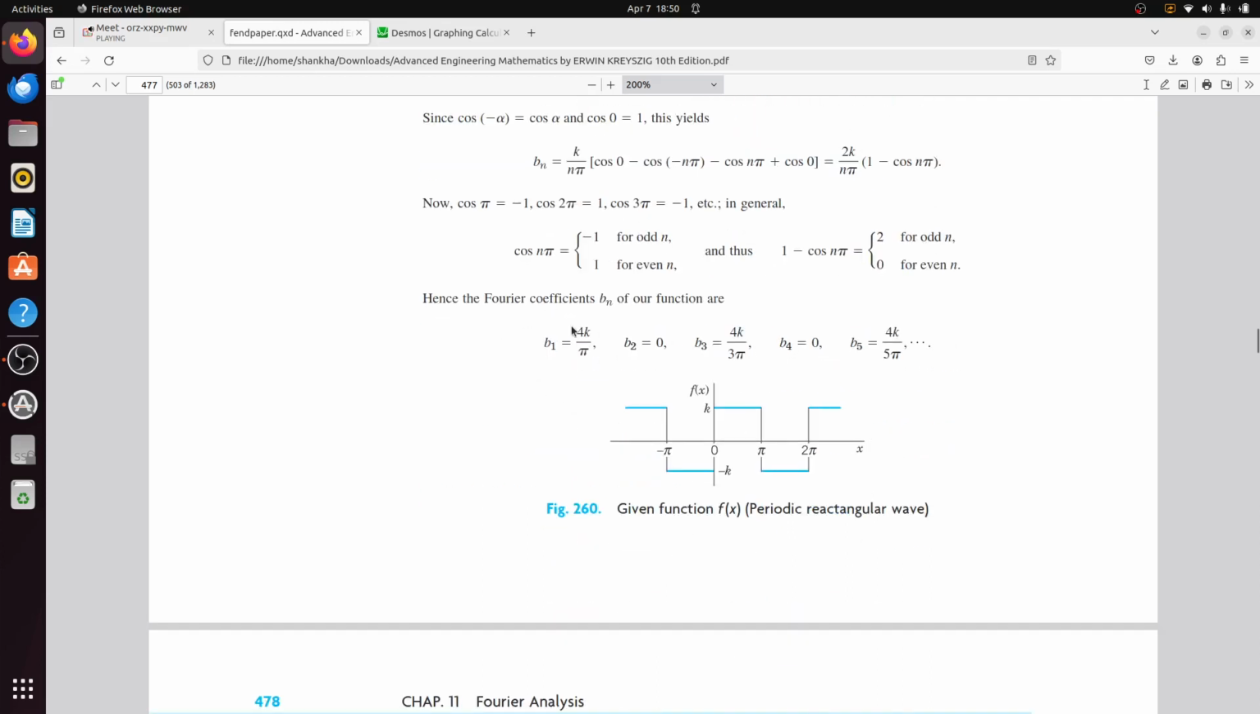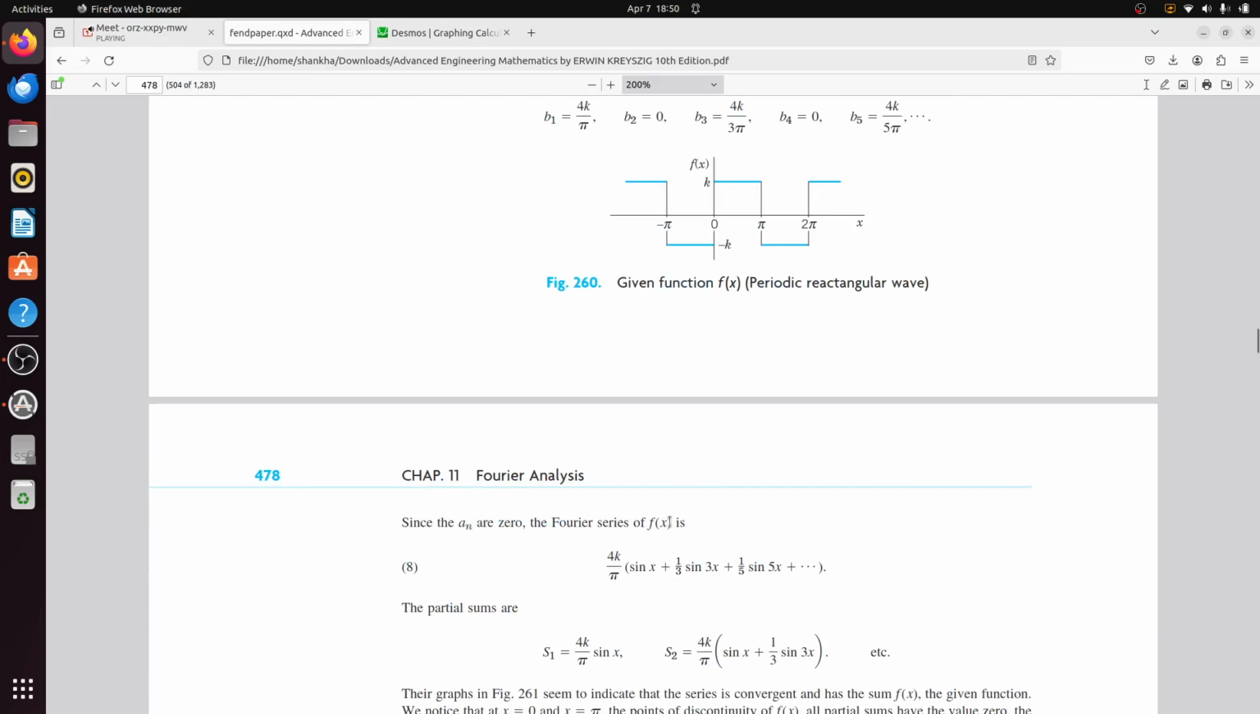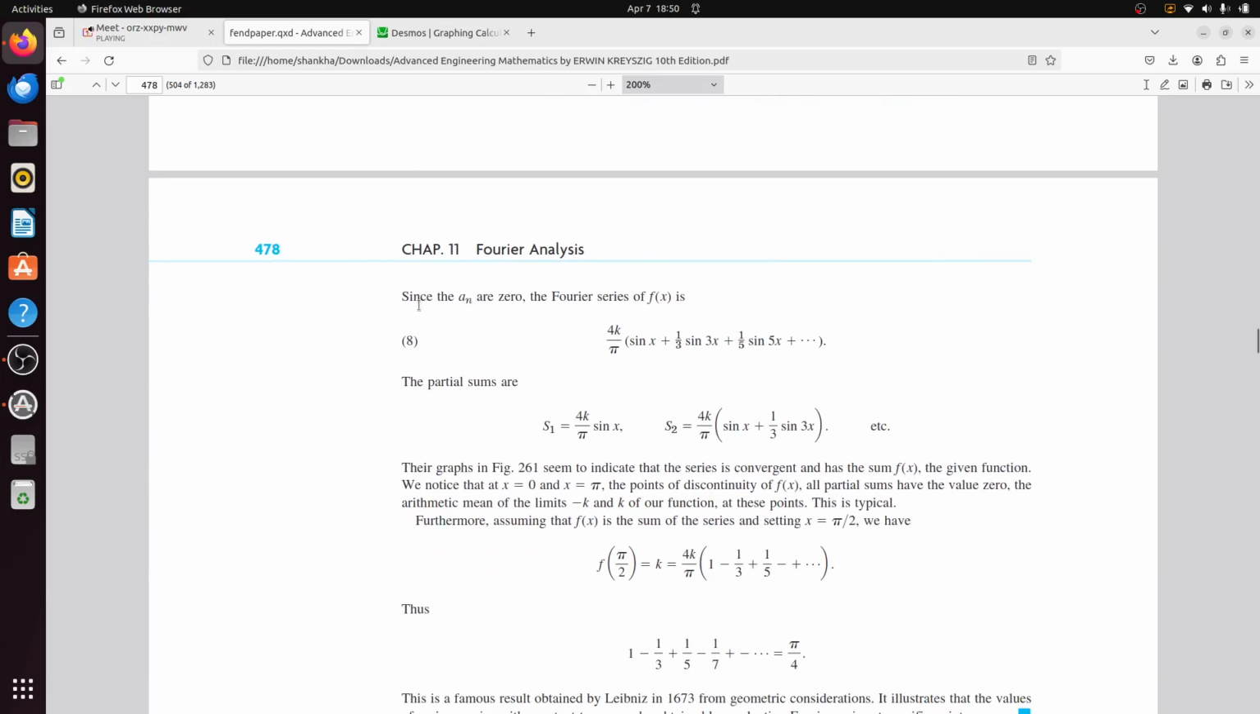So hence the Fourier coefficients bn of this function are b1 equal to 4k by pi, b2 equal to 0, b3 equal to 4k by 3 pi, then b4 equals once again 0, and b5 equal to 4k by 5 pi. Since all an are 0, the Fourier series of f(x) is 4k by pi times sin x plus 1 by 3 sin 3x plus 1 by 5 sin 5x plus and so on.